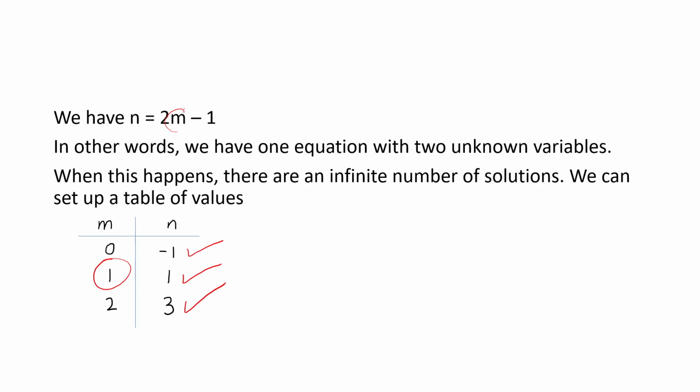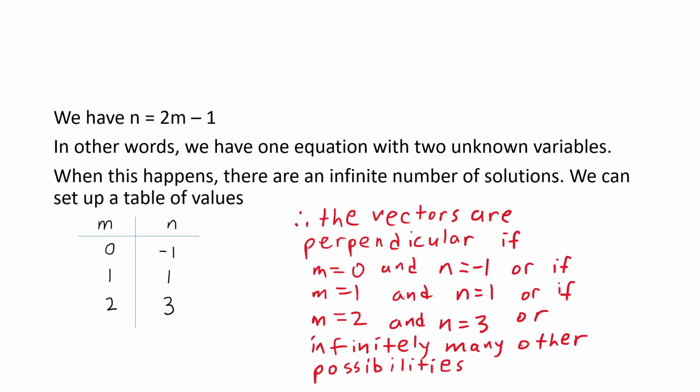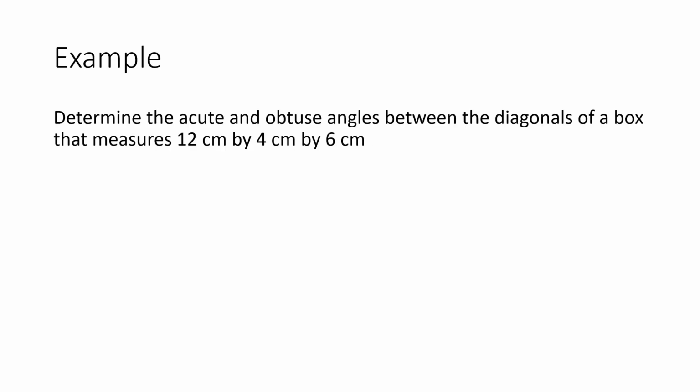So if the two vectors are perpendicular, then we could have m equals 0 and n equals -1. Or we could have m equals 1 and n equals 1. Or we could have m equals 2 and n equals 3. Or there are infinitely many other possibilities as well.